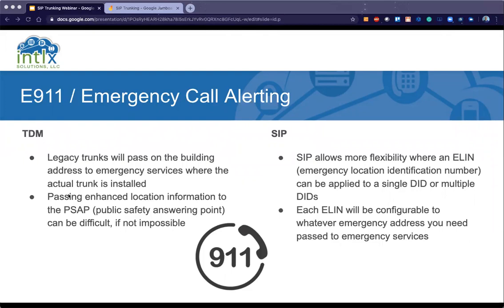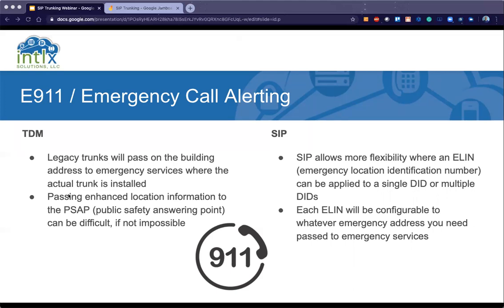It's reliable, works well, but it has its limitations. With SIP, we can get a lot more flexible. We have what's called an ELIN, which is your emergency location identification number. Think about that as really just a profile that the SIP trunk carriers have. They'll charge you for these, it can be anywhere from $1 to a few dollars a month. And we can have as many as you have phone numbers, right? Usually each ELIN that you have will be tied to one DID or multiple DIDs.